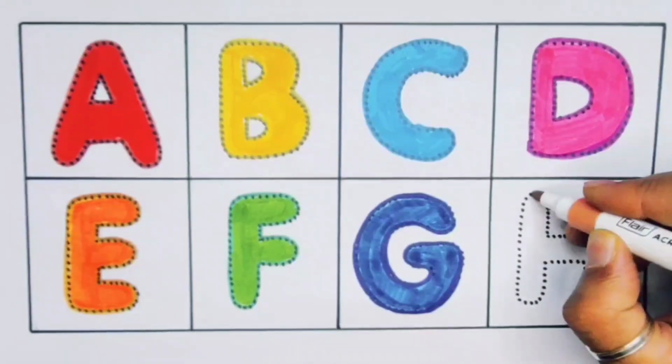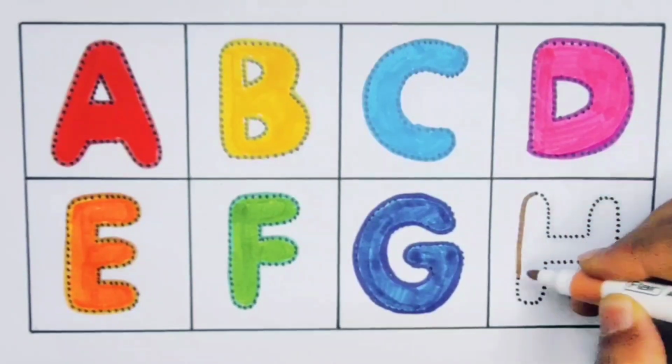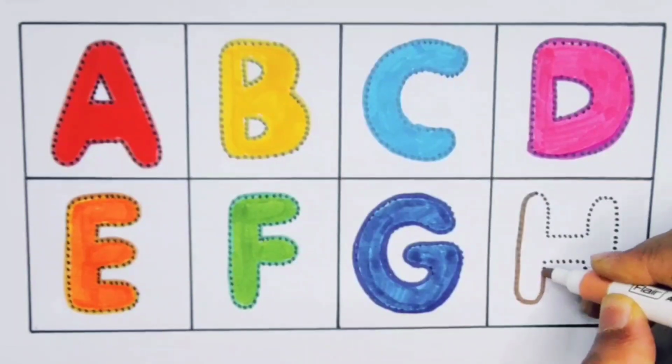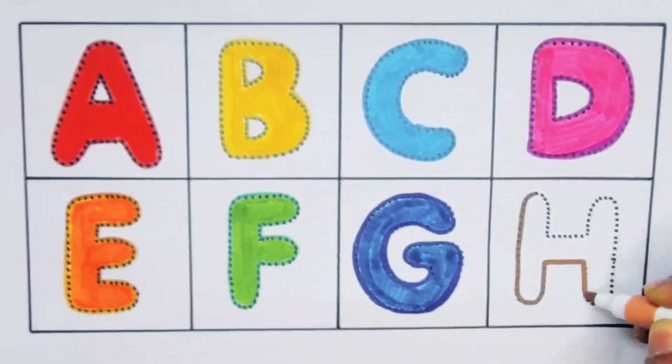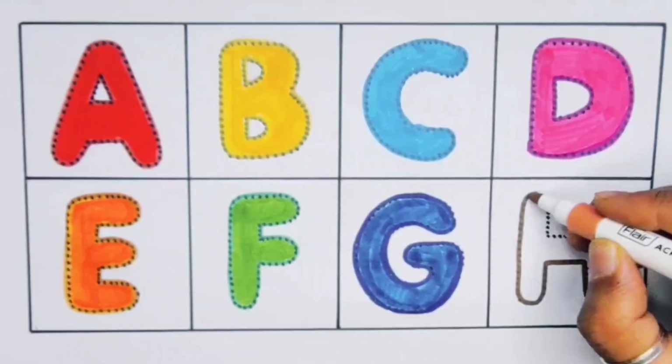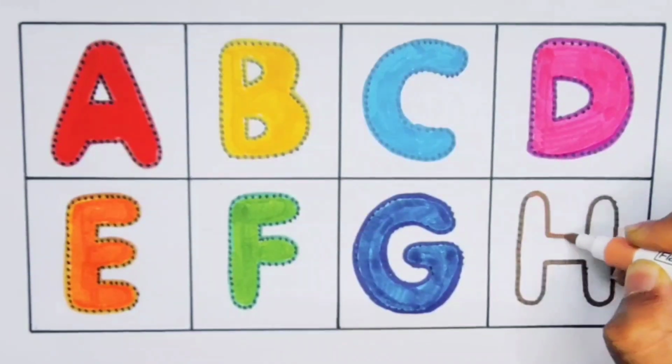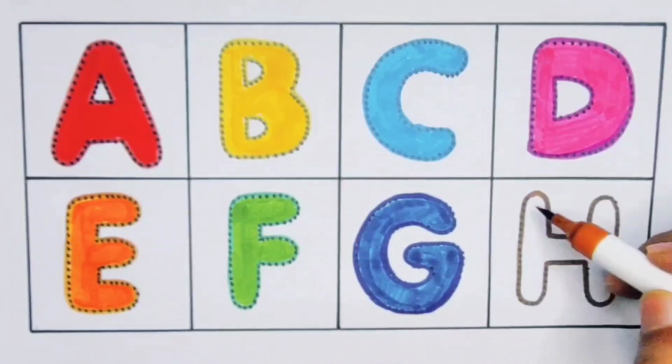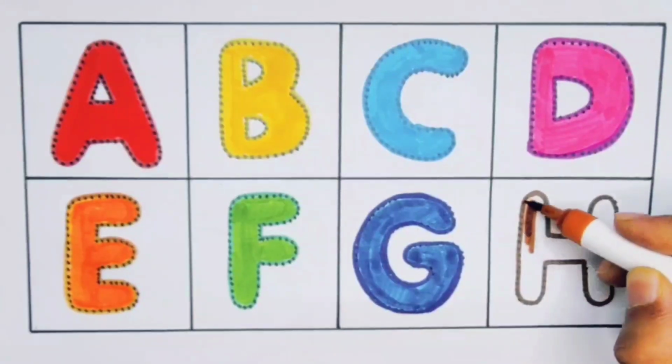Next, H. What is kids? This is H. Now put the color. This is brown color.